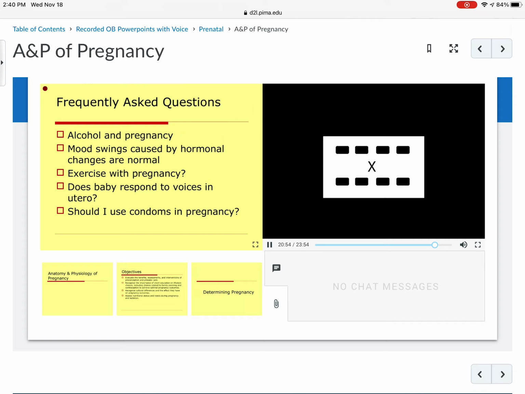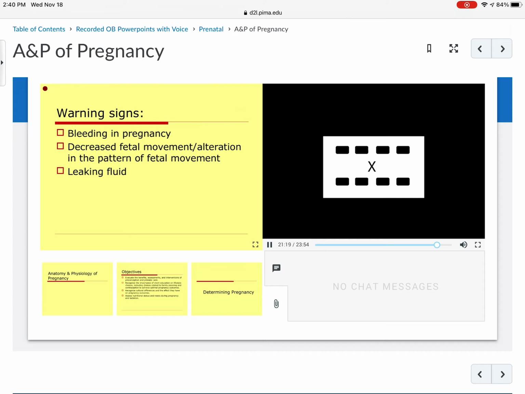Baby does respond to voices in utero, and you can tell that probably at about 24 weeks. And if patients are at risk for STIs, we encourage them to use condoms in pregnancy. Some people, when they get pregnant, they stop using condoms. They acquire STIs because they're wearing condoms not to get pregnant. So if they have a history, then we should encourage them to use condoms if needed.